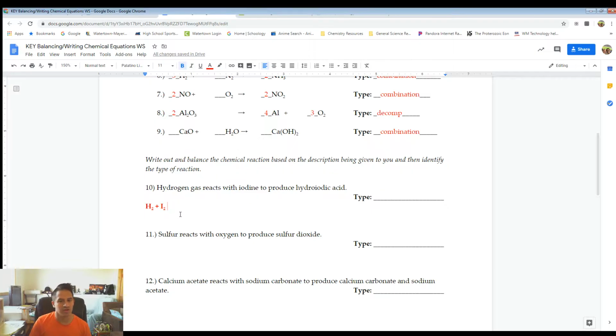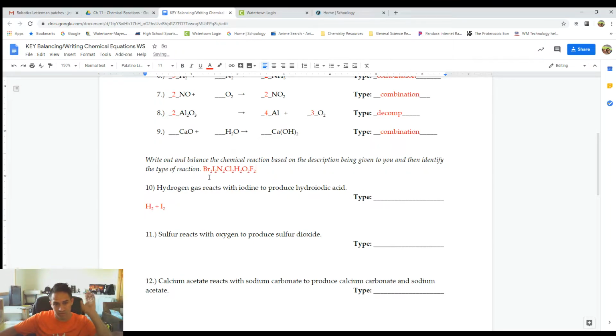Again, if you don't remember Brinkelhoffs, those are all the diatomic elements. Just to remind you, I'll write them here again. And the reason I say Brinkelhoff is because if you spell out Brinkelhoff, B-R-I-N-C-L-H-O-F, those are all the elements that when they're by themselves and not bonded with anything, they're diatomic. So bromine, iodine, nitrogen, chlorine, hydrogen, oxygen, and fluorine. Those are all the ones that are diatomic.